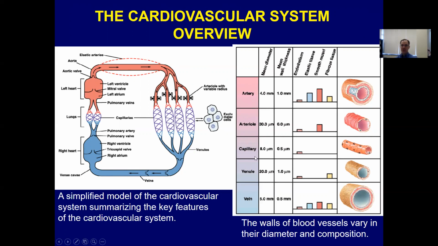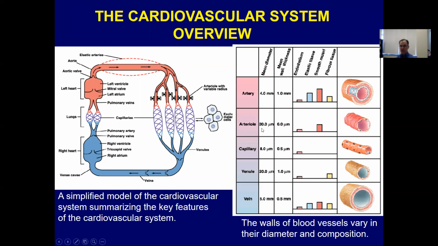Now again, here's the order from the heart to the arteries, arterioles, capillaries, venules, and veins. What you should gather from this is the structure of each of them. Notice that each of them has a single layer of endothelial tissue, and then they vary in whether or not they have elastic tissue, smooth muscle, and then fibrous tissue. But again, notice that they all have a thin layer of endothelial tissue.